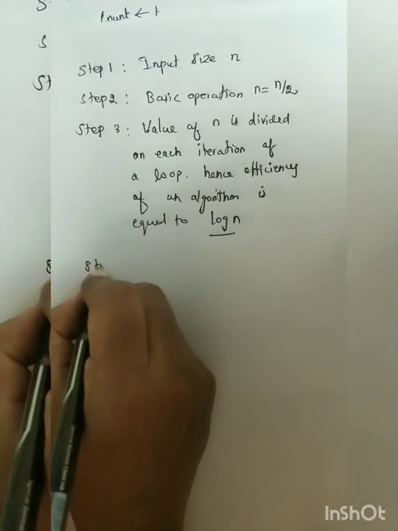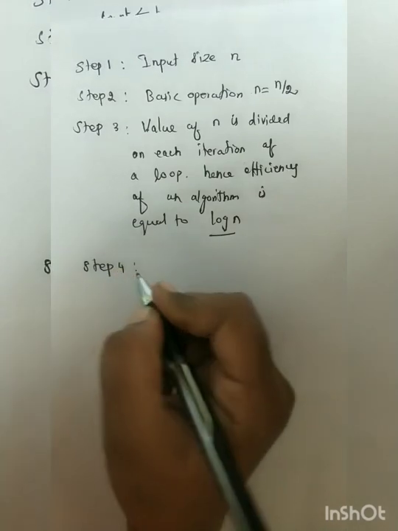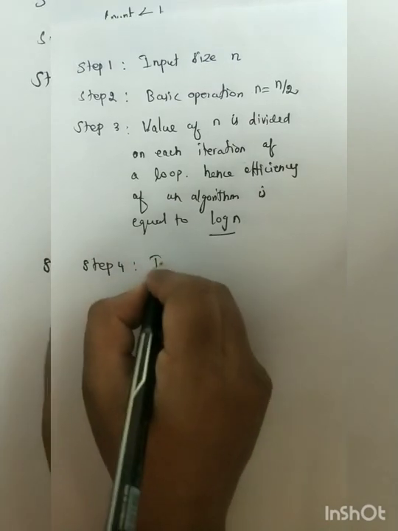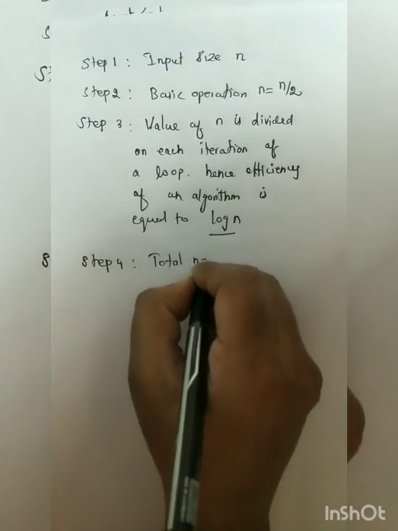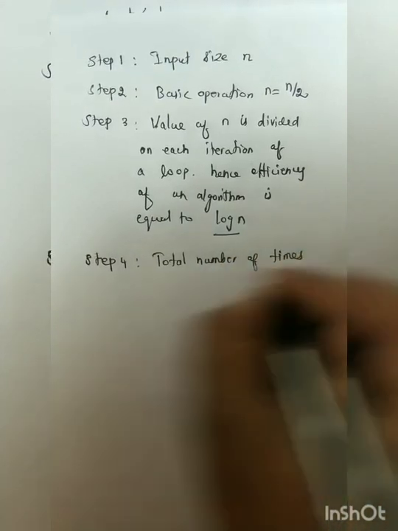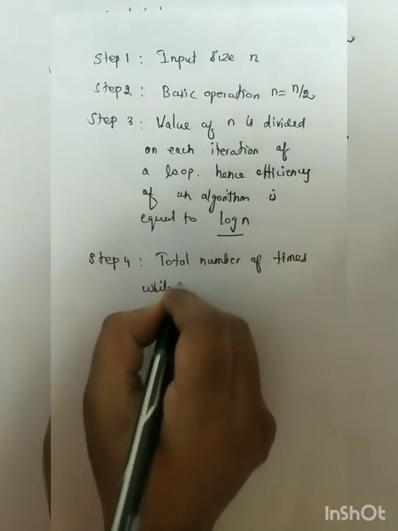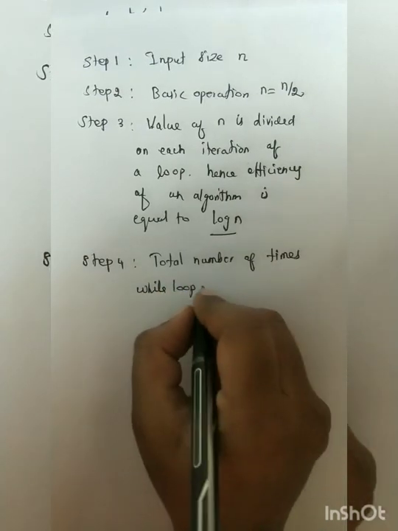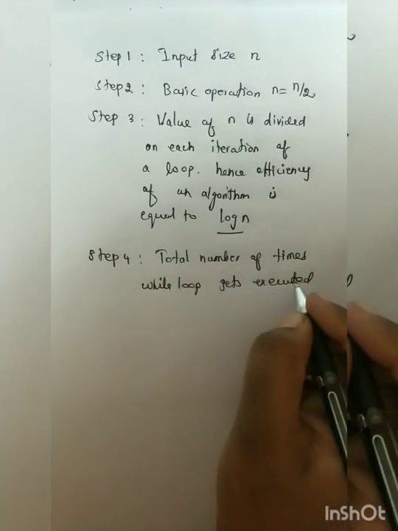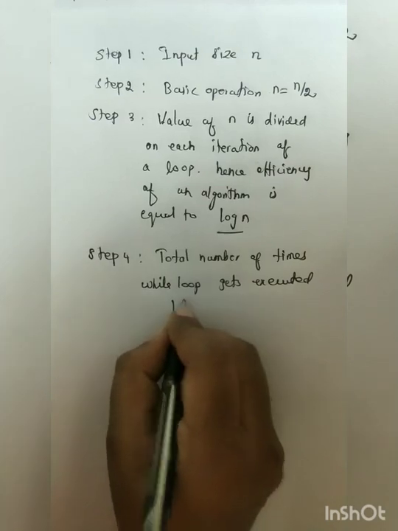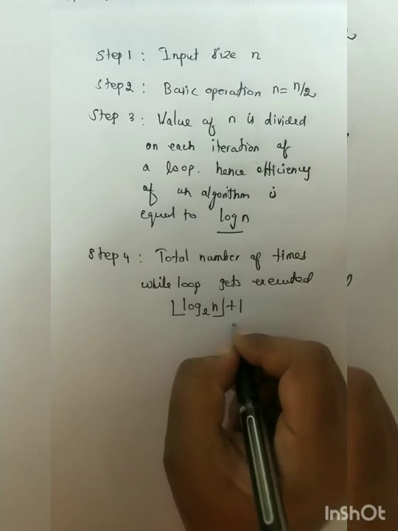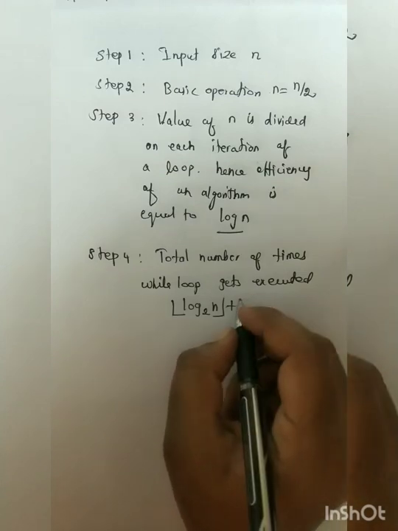Then step 4. Total number of times the while loop gets executed. That is how many times? Log 2 n times, plus 1 time the count will be increased. First, the loop runs log n times, and one more time the count will be increased.